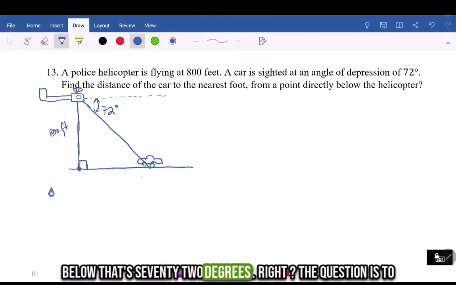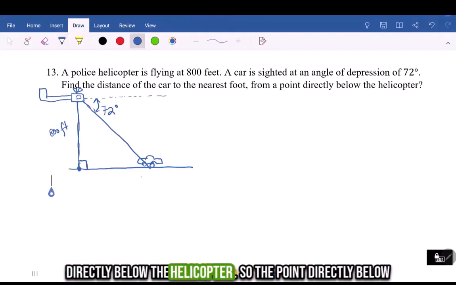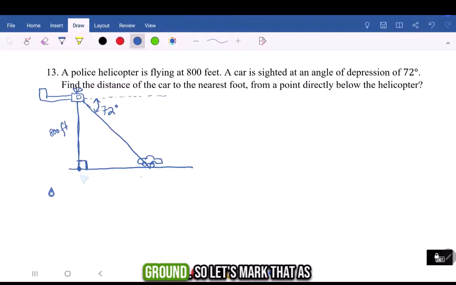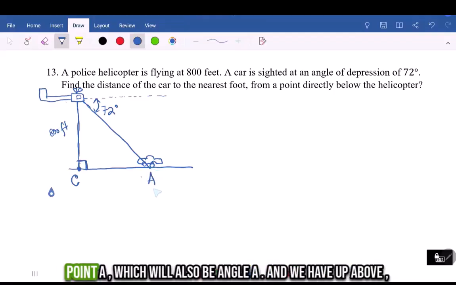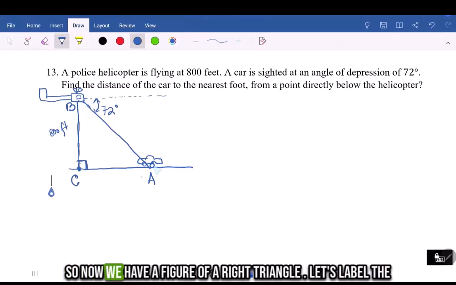That's 72 degrees, right? The question is to find the distance of the car to the nearest foot from a point directly below the helicopter. So the point directly below the helicopter is a point that is at 90 degrees to the ground. So let's mark that as angle C or point C. Wherever the car is, we label that as point A, which will also be angle A. And we have up above angle B where the helicopter is, directly above the ground. So now we have a figure of a right triangle.